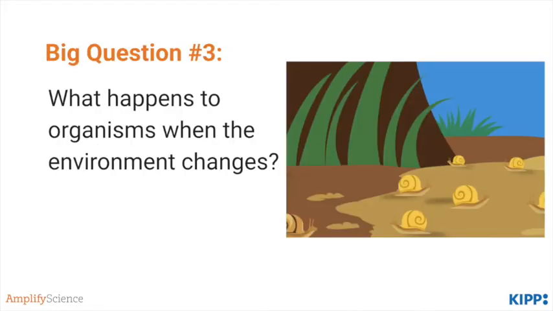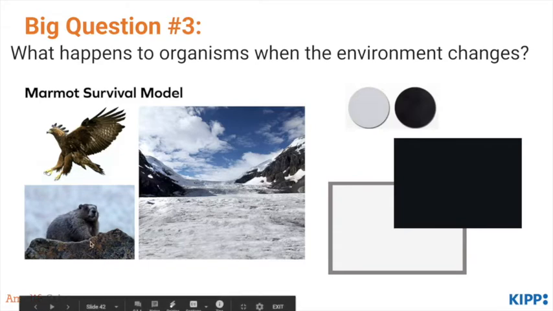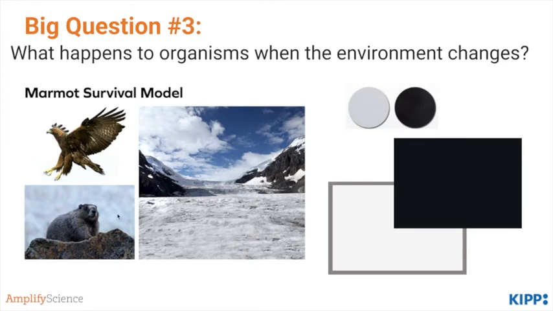Moving on to big question number 3, what happens to organisms when the environment changes? We start exploring this by modeling marmot survival on glaciers. Marmot's natural predators are hawks and eagles. As you can see, here's our fun marmot friend right here. And here's the glacier habitat in which the marmots live. Marmots come in two flavors, white and black, for the purposes of our model. And students try and figure out which color marmot would do best on the glacier habitat. Spoiler alert, the ones that blend in, the white ones. They model the glacier with white paper.